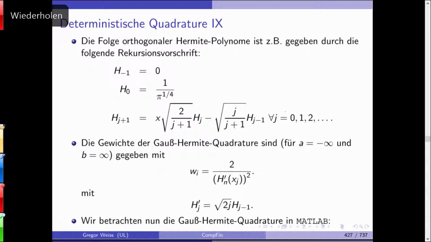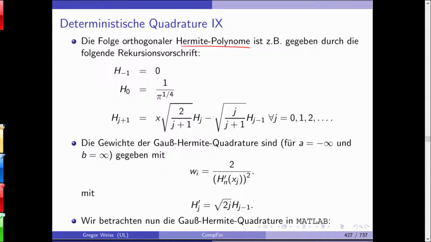Okay, so for these orthogonal Hermite polynomials, for example, these are given by the following recursion. H minus 1 is 0. H0 is 1 over the fourth root of pi. And h(j+1) is given by x times hj minus a root times h(j-1). Does everyone understand how such a recursion works?